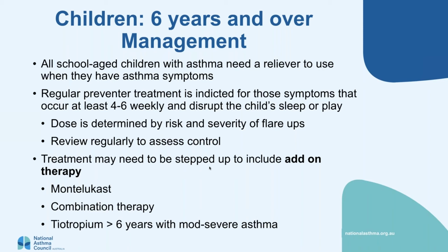First line preventer for this age group is low dose inhaled corticosteroids, and we always aim for the lowest dose to achieve good control. The dose is determined by risk and by the severity of flare-ups. And we need to review the child regularly to assess asthma control. If asthma is not well controlled by regular low-dose inhaled corticosteroid treatment and their adherence is good, their inhaler technique is correct and diagnosis has been confirmed, treatment may need to be stepped up.